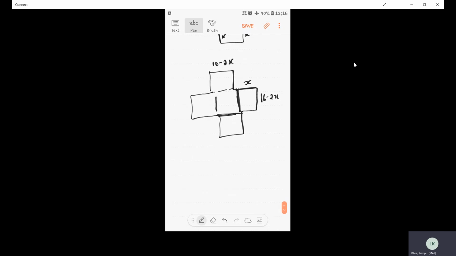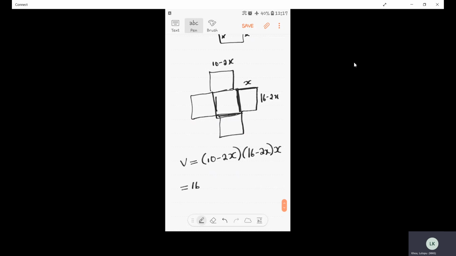Then our formula for the volume is going to be the base area multiplied by the height. So this is 10 minus 2x multiplied by 16 minus 2x, and then the height, which is equal to x. So this is what we want to maximize. So first we should multiply out the brackets.